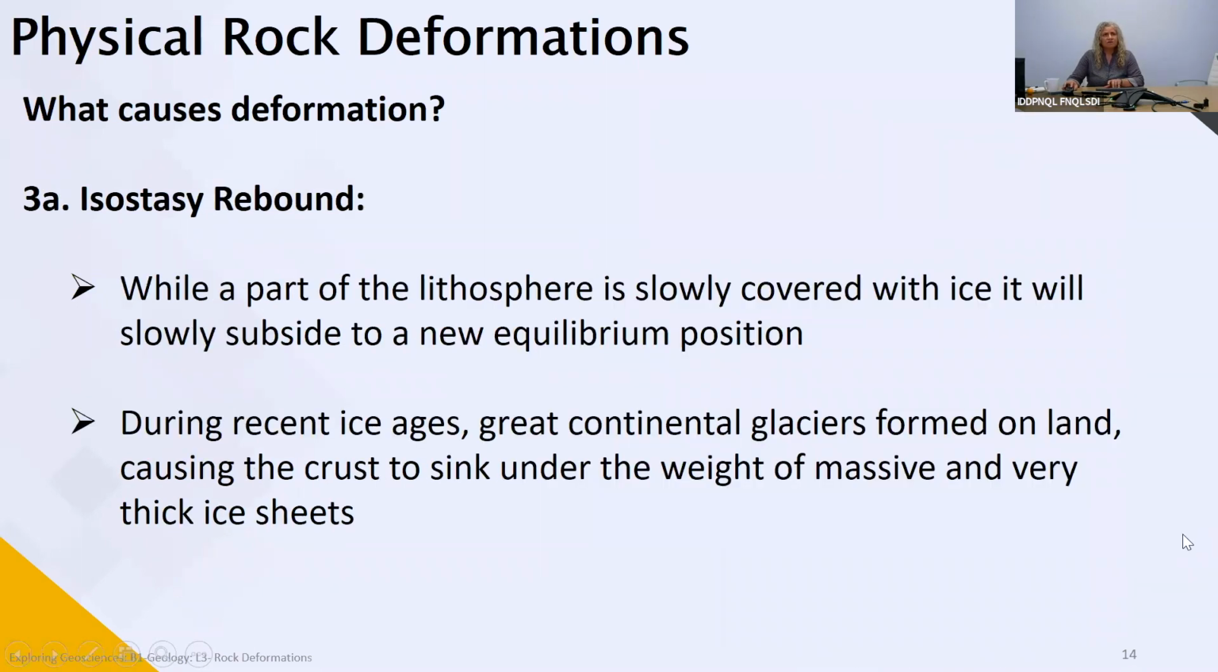The isostasy rebound is when part of the lithosphere is slowly covered with ice, as seen in lesson 1, and will slowly subside to new equilibrium positions. During recent ice ages, while the great continental glaciers were formed on land, the crust sank under the weight of massive and very thick ice sheets.